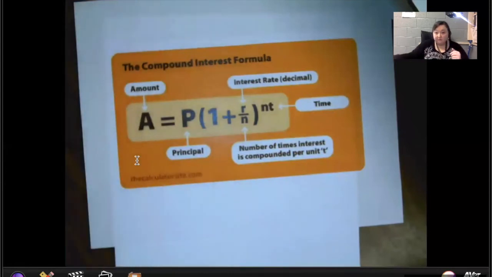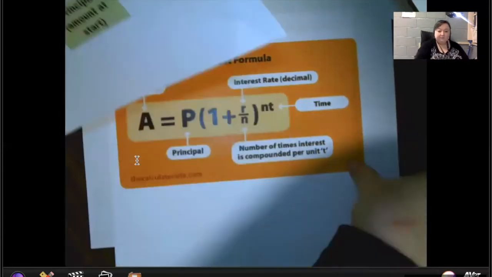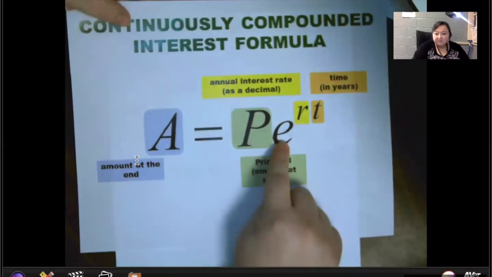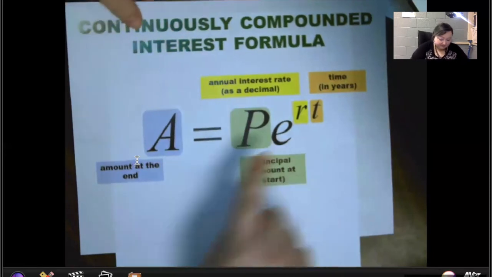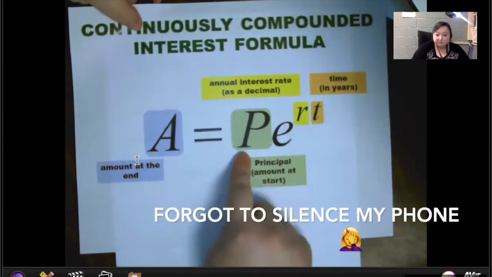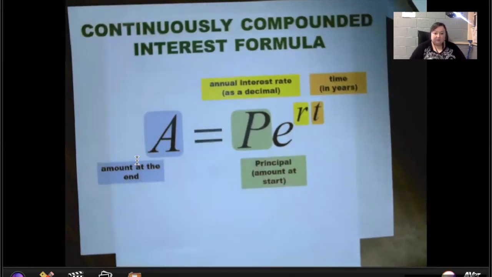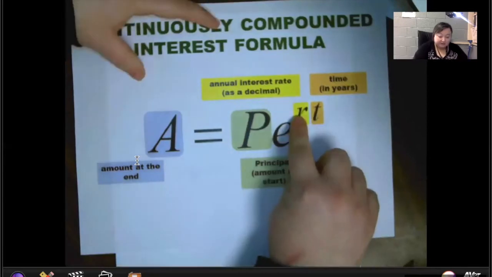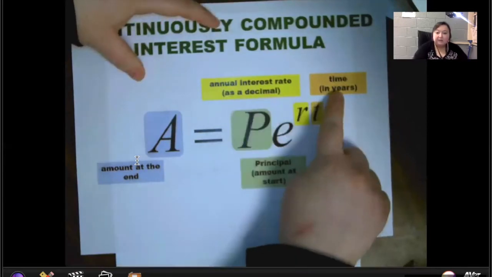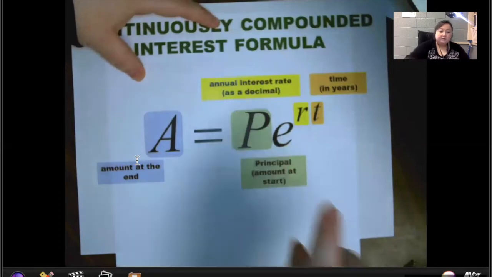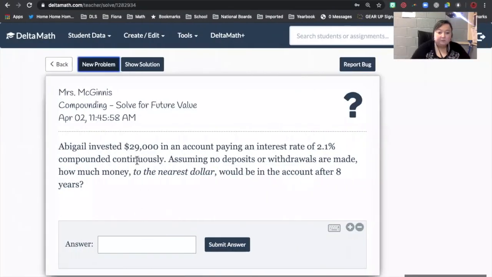There's a new formula for that, and that formula involves Euler's number. So you may remember it, PERT. So again, you're still looking at your final amount. We're still using principal, or the starting amount. You still need your interest rate, again as a decimal, still looking at time. The difference here is that it is e, Euler's number. So let's come back and look at our problem here.